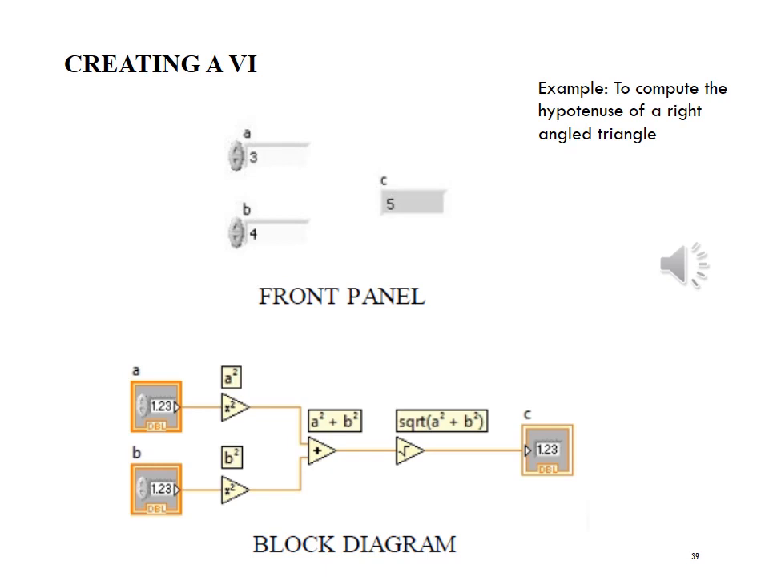In the usual programming languages, lines of code are written, whereas in LabVIEW the lines of code are replaced by icons. Here the two numbers A and B are input by the user. In the block diagram, the two numbers are squared, their sum is found, and the square root is taken, and the final result is given to C. So in the front panel you can view the result at C.